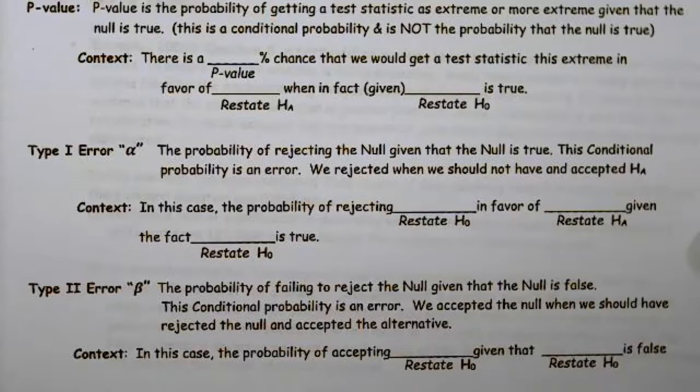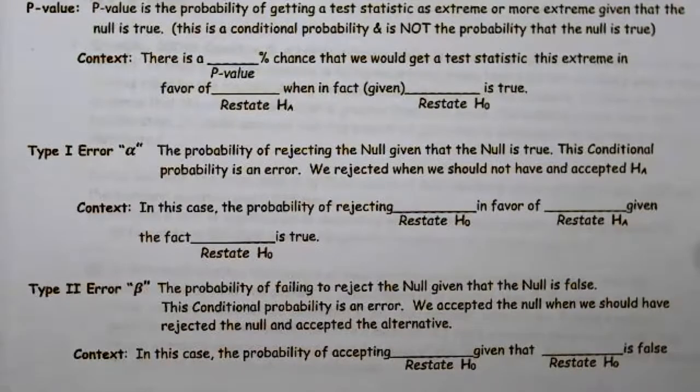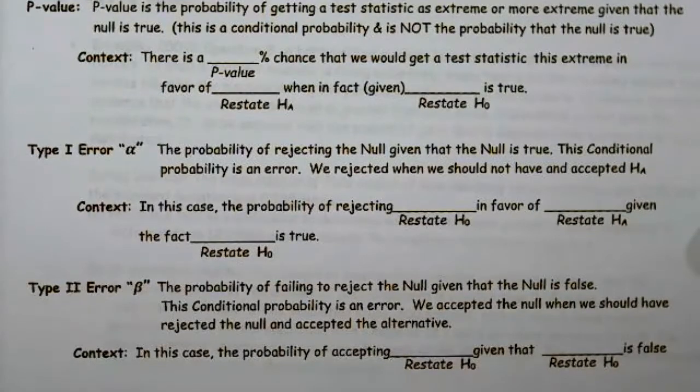So the way I would write my conclusion for type 1 is, in this case, the probability of rejecting the null, whatever that is, given that it was really true. The probability of rejecting the null given that it was true. Now, in fact, the more specific way is, in this case, the probability of rejecting whatever we rejected in favor of the alternative given the null was true.